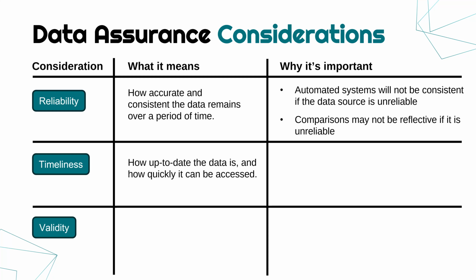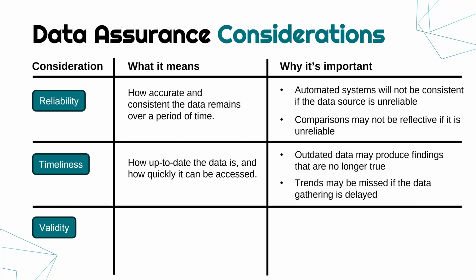Timeliness does refer to how up-to-date the data is, was it recently collected, and also how quickly it can be accessed. You might have data being accessed live and being really, really recent, but it may take a while to actually get to you, which would also impact the timeliness. This is important because outdated data may produce findings that are no longer true. And if it's slow to get to us, we might miss some trends if it's taking a long time to actually be received.